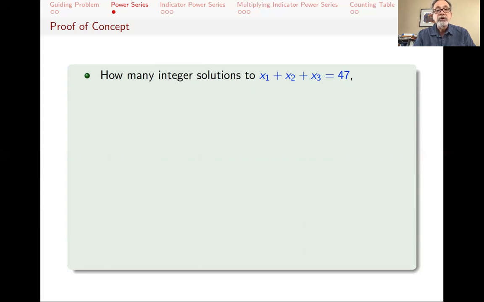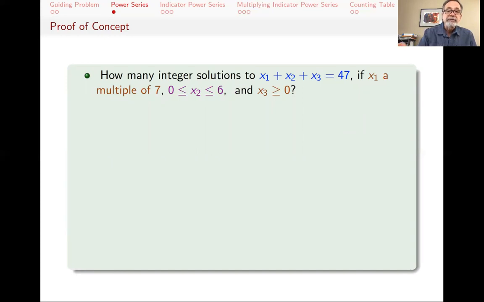Let's say that I want to find the number of integer solutions to x1 + x2 + x3 = 47, where x1 is a multiple of 7, x2 is between 0 and 6, and x3 can be any non-negative integer. It's simpler than before because there are only 3 things, not 5, but there are the same kind of restrictions as we had before.